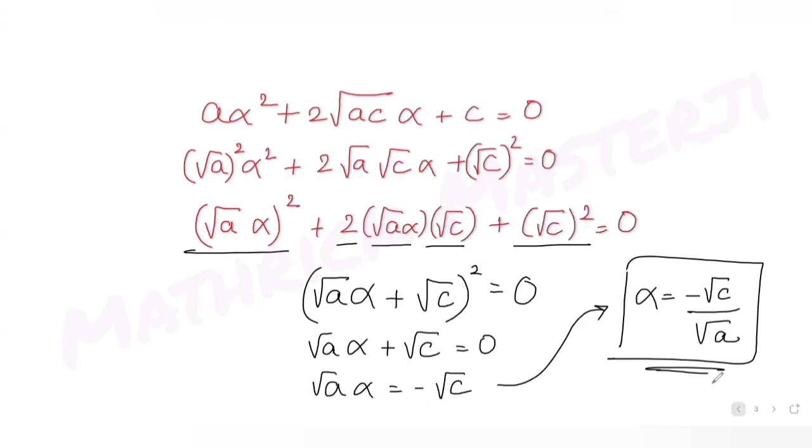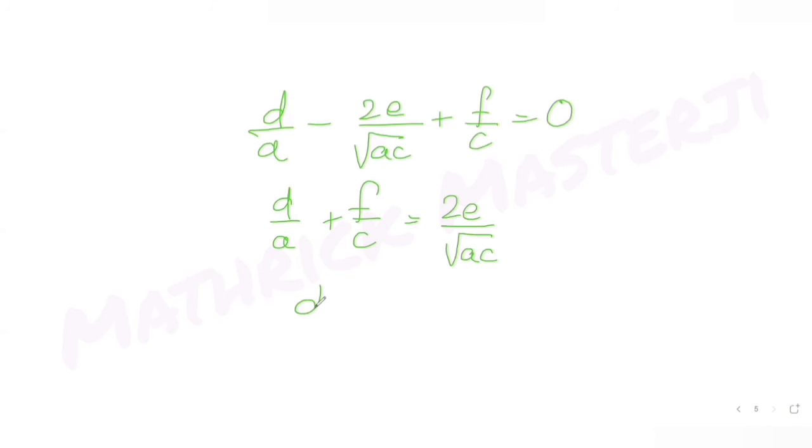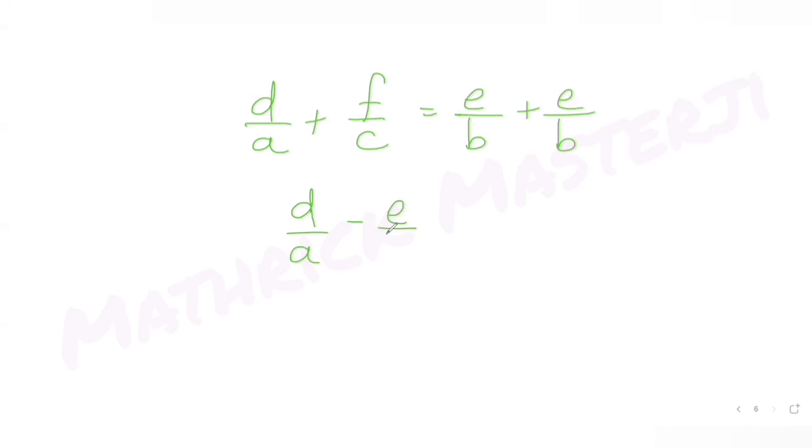And root ac we already know here from this expression that root ac is nothing but b. So that gives me d over a plus f over c is equals to 2e over b. And 2e over b, if I try to simplify, it gives me d over a plus f over c is equals to e over b plus e over b, and that gives you d over a minus e over b, it's equals to e over b minus f over c.